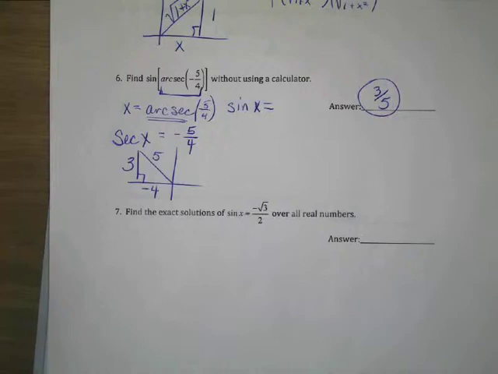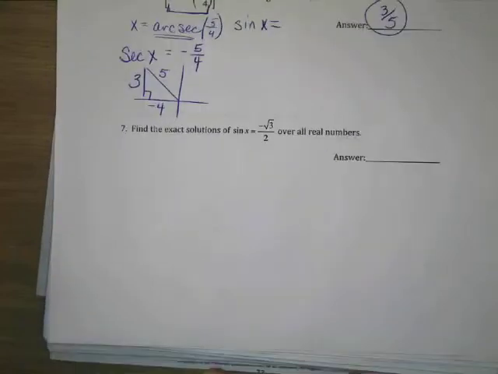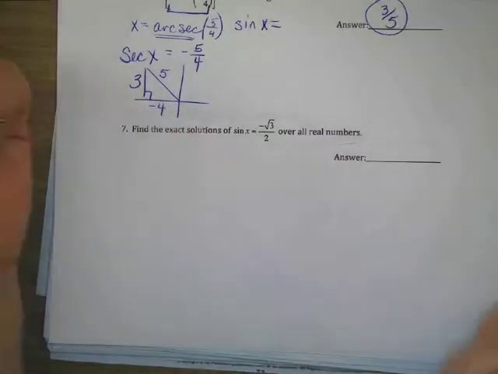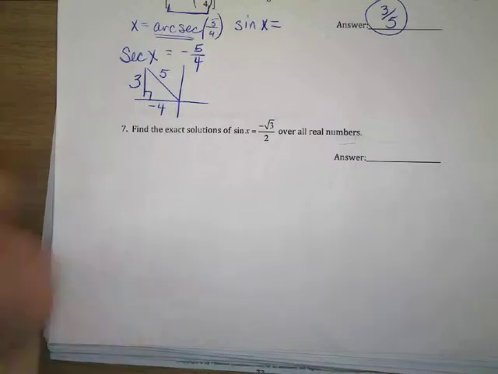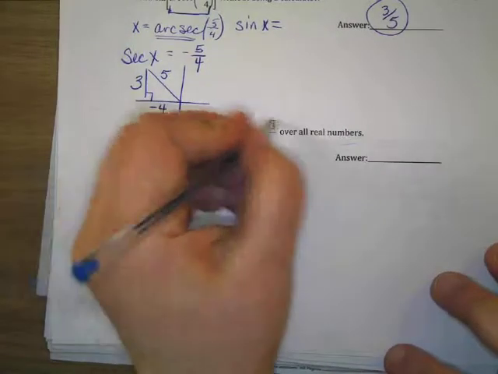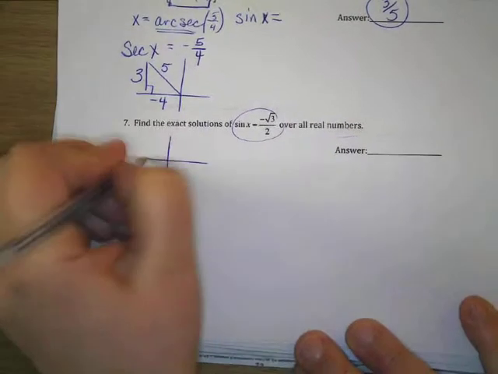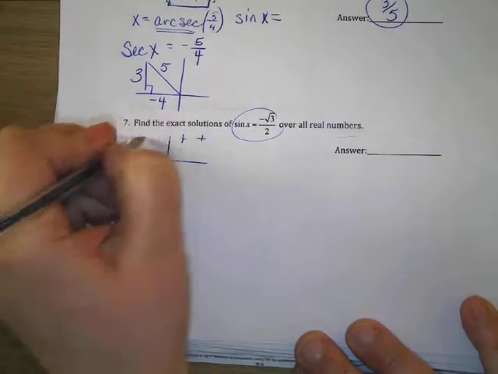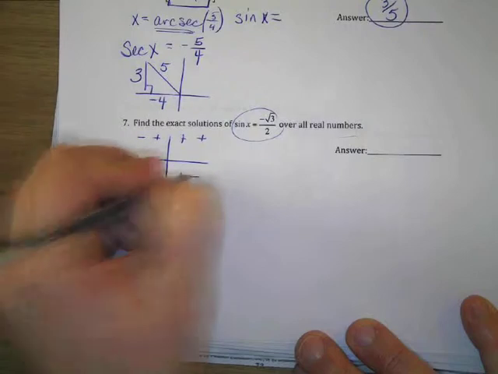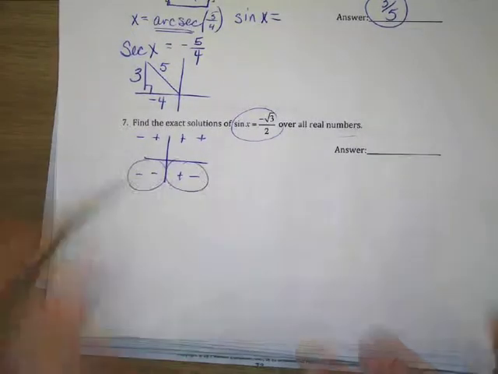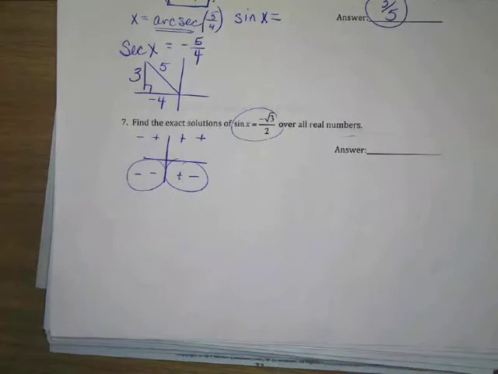Okay. Example 7 is like what we did in 5.3. Find the exact solutions over all real numbers. So this is the plus 2k pi stuff. So, sine of some angle is negative root 3 over 2. So we've got to figure out where the sine is negative. So it's quadrant 3 and quadrant 4. Those are the 2 places we're going to draw our triangle.